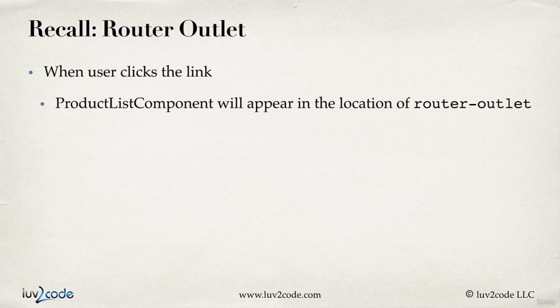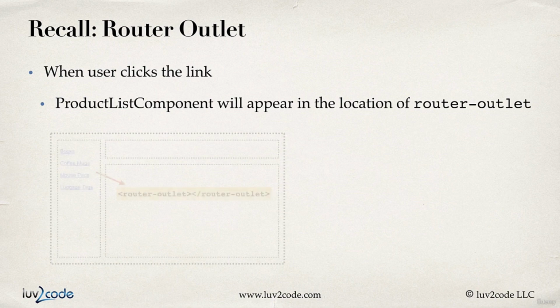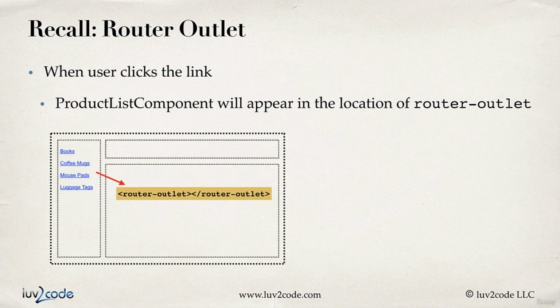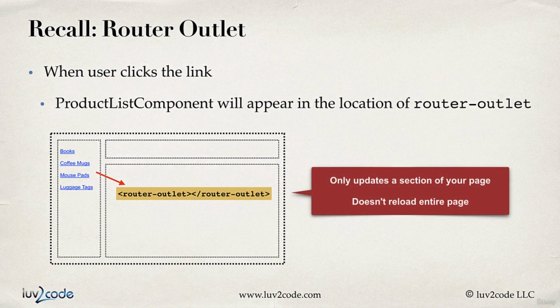Alrighty, so recall with the router outlet, when the user clicks the link, the product list component will appear in the location of router outlet. And that's based on the diagram that we have here. And remember, it'll only update a section of the page. It won't reload the entire page.